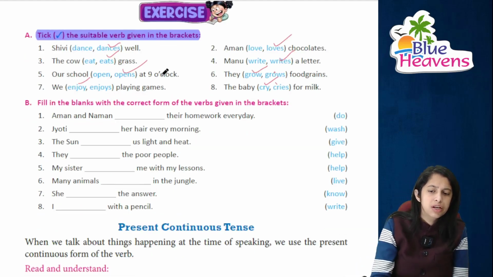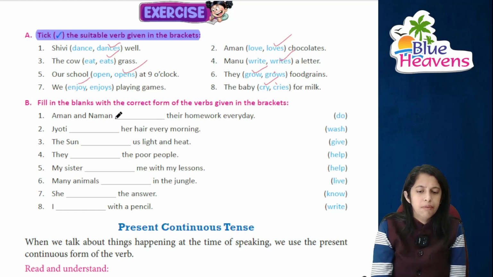Then comes fill in the blanks with the correct form of verb. Aman and Naman do their homework every day. Aman और नमन दो जने हैं, do their homework. Jyoti washes her hair every morning. The sun gives us light and heat. They help the poor people. My sister helps me with the lessons.